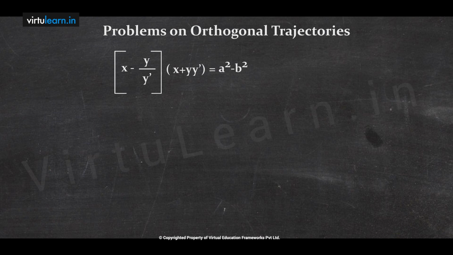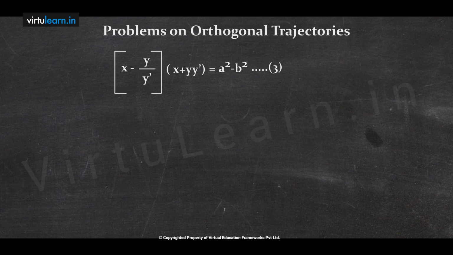Means like this, after eliminating a square plus lambda and b square plus lambda, I got the equation. This is the differential equation, which I will consider as equation 3. Now once again I am writing, before substitution, before replacement of y dash by minus 1 by y dash. Once again I am reading the third equation, after eliminating the arbitrary constant lambda: (x minus y by y dash) into (x plus y dash) equals a square minus b square. Now I got it like this.